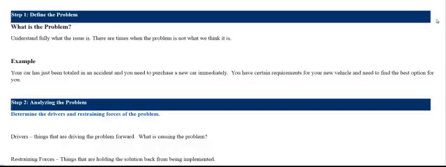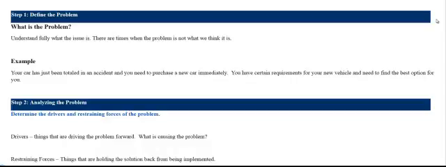So let's look at these steps. Step 1, define the problem. So what is the problem? You need to understand fully what the issue is here. Now there are times when the problem is really not what you think it is. For example, your car has been totaled in an accident, and you really need to purchase a new car immediately. You have certain requirements for your new vehicle and need to find the best option for you personally.